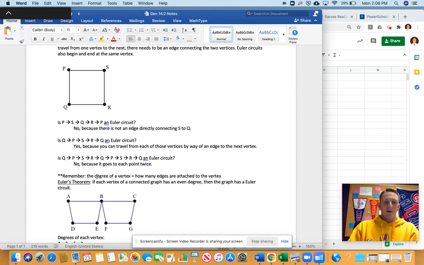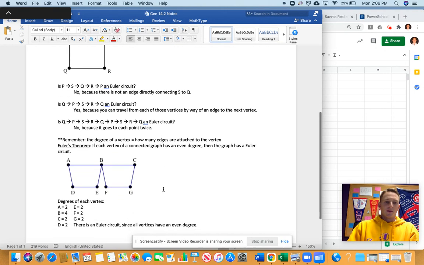And then remember the degree of a vertex, so the degree of any dot is how many lines are attached to it. So Euler's theorem is if every vertex of a connected graph has an even degree, then the graph has an Euler circuit in it somewhere. So let's find the degrees of this graph, of these vertices. A has 2 lines, B has 4 lines, C has 2, G has 2, F has 2, again, B has 4, E has 2 lines, and D has 2 lines.